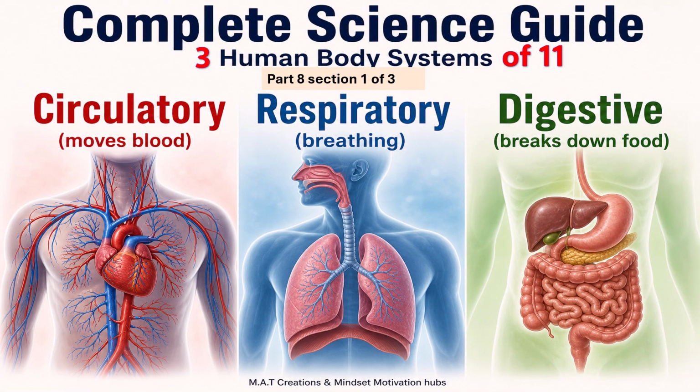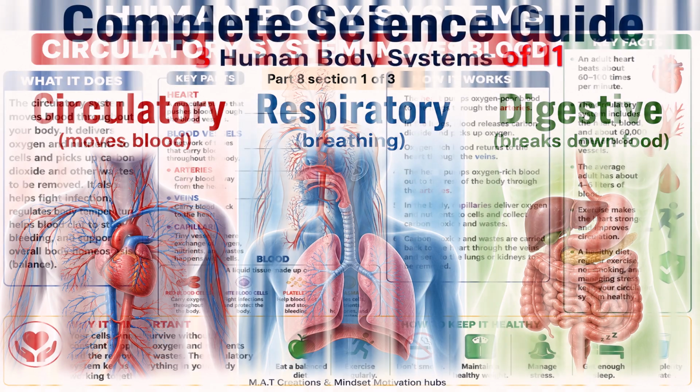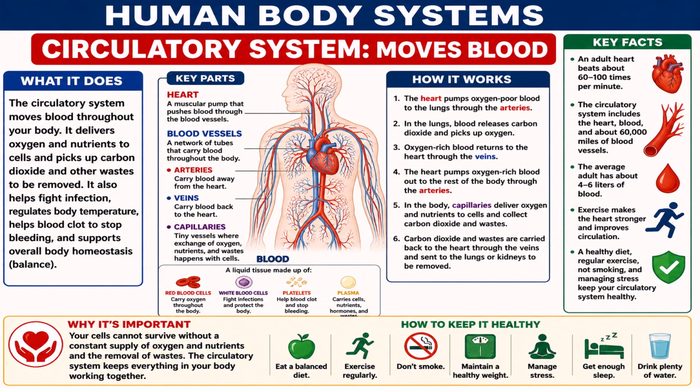Complete Science Guide, Part 8, Section 1 of 3. In this presentation, we will present 3 human body systems of the 11 body systems. Human body systems. The first body system we will speak about will be the circulatory system.